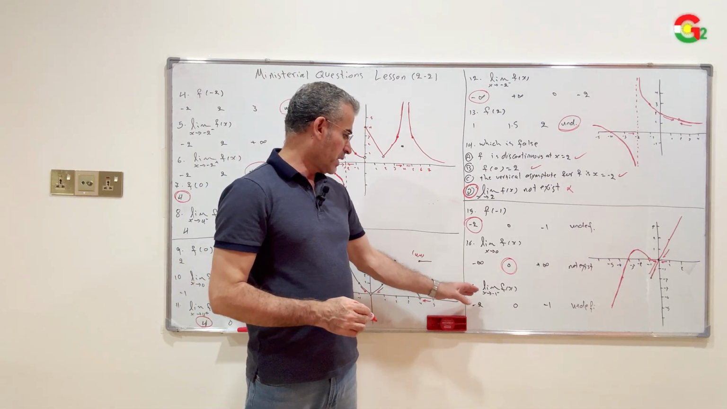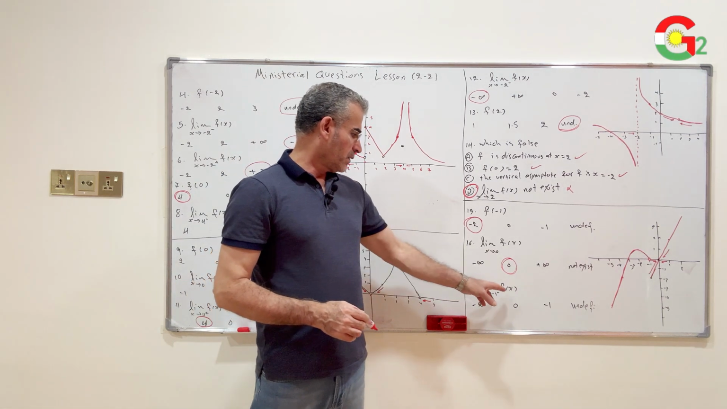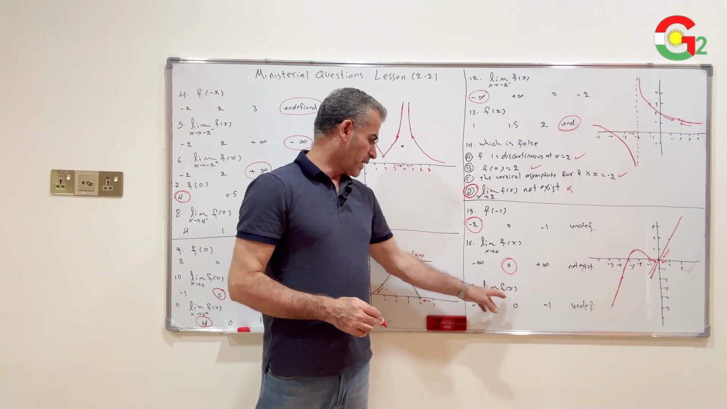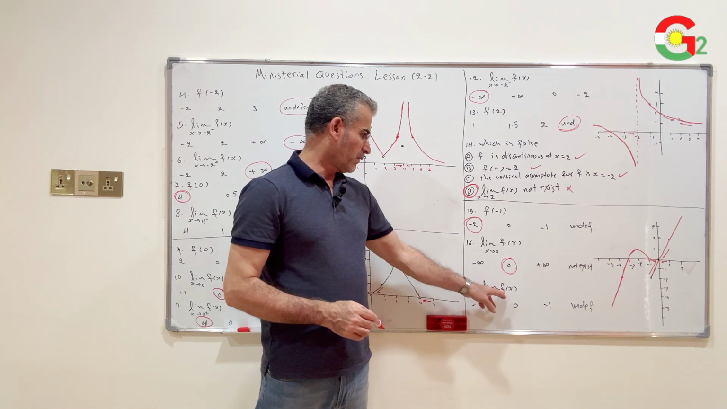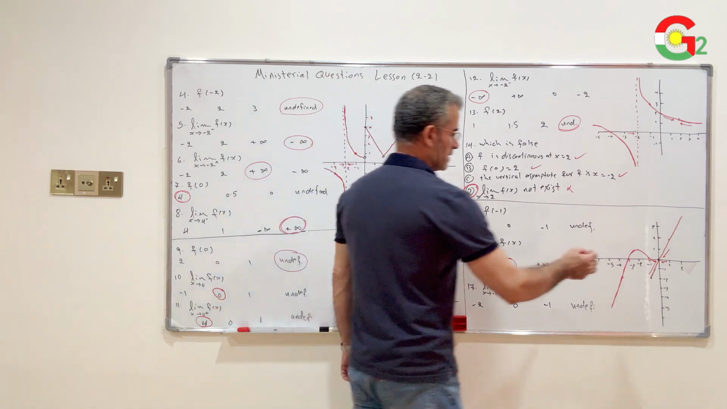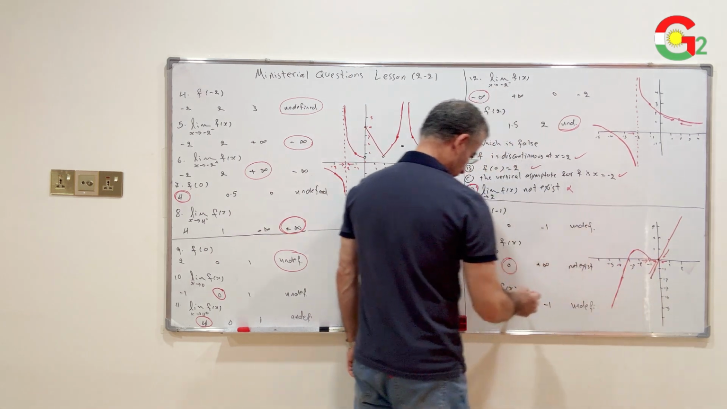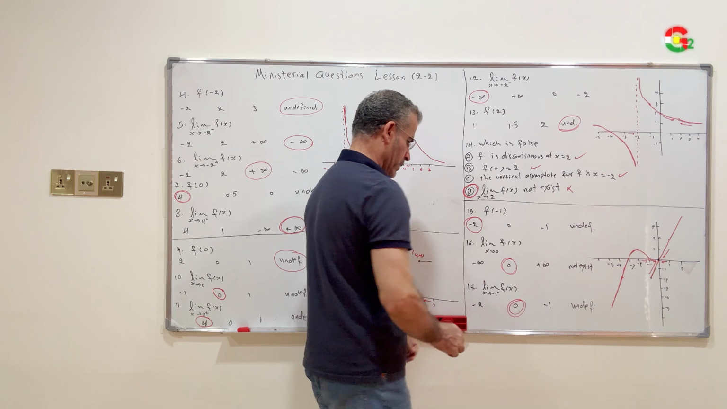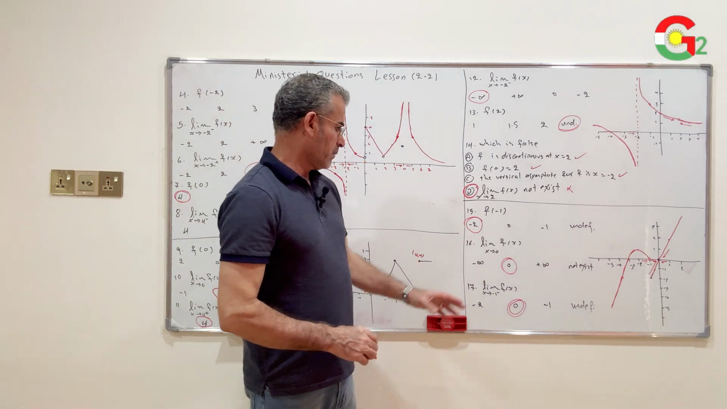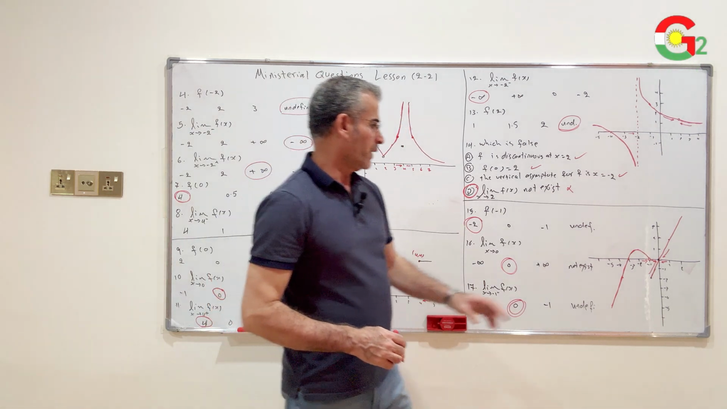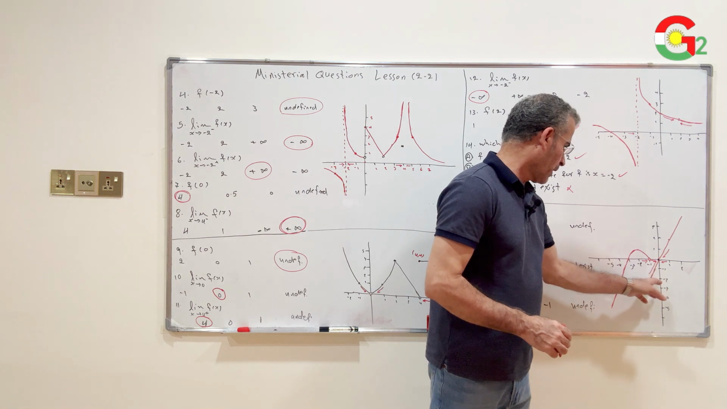Question number 17, limit for f of x when x approaches negative 1 from left. This is negative 1, this is left, the function goes to 0. The right choice is B. When x approaches negative 1 from right, it is negative 2.